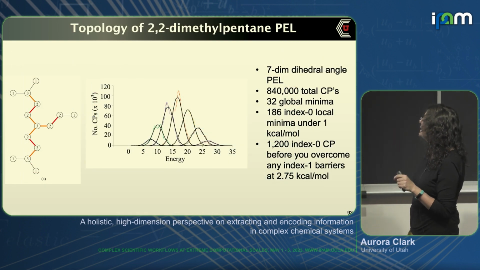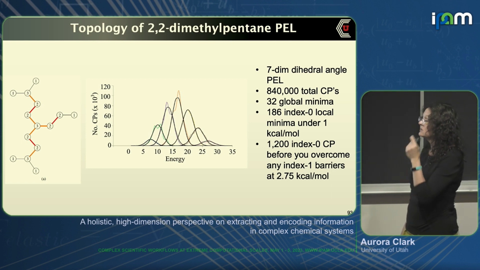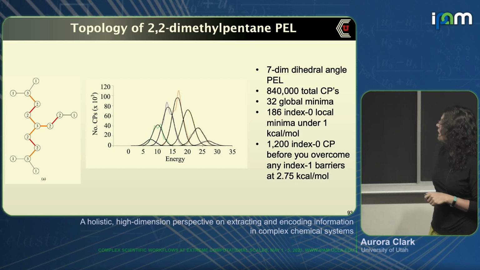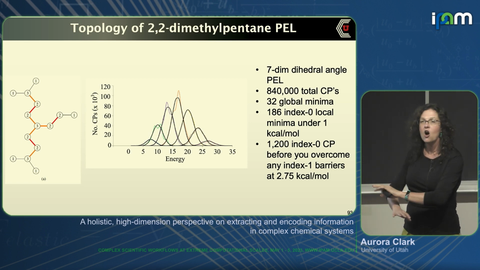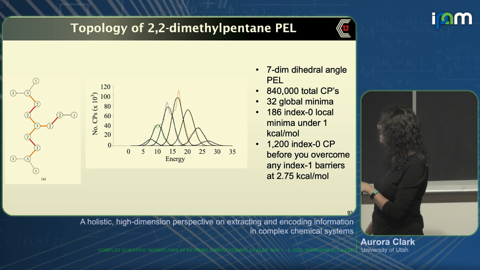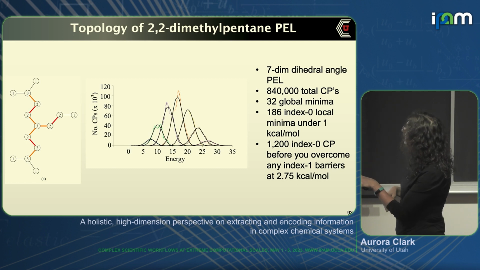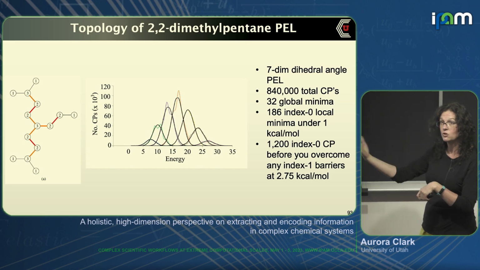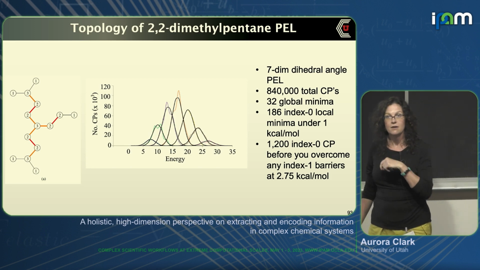And the one thing I want to point out right here is, this molecule here doesn't look that complicated. It's a 7-dimensional dihedral angle potential energy landscape, but it has 840,000 critical points, 32 global minima, 186 index 0 local minima that are all under 1 kcal per mole in energy. It has 1,200 index 0 critical points. Sorry, those should be index 1 critical points before you, no, that's right. It has 1,200 index 0 minima before you overcome any of the barriers to the first transition states associated with those rotations, all under 2.75 kcals per mole.